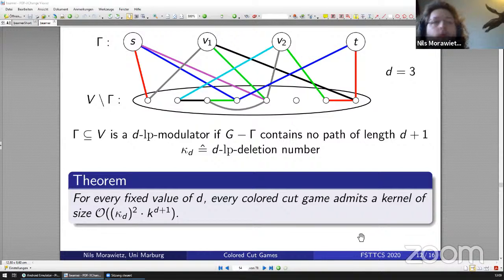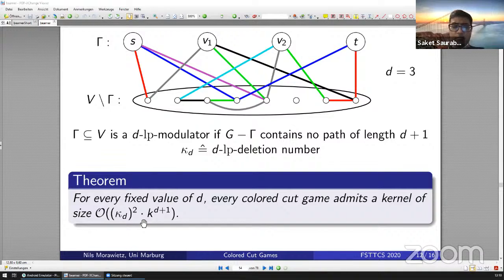Oh no, I know. In the exponent we have a 2 to the d, which is very impractical for any algorithm you would use, but it works. So this result implies a tree depth modulator plus k algorithm. Kernel. Okay.